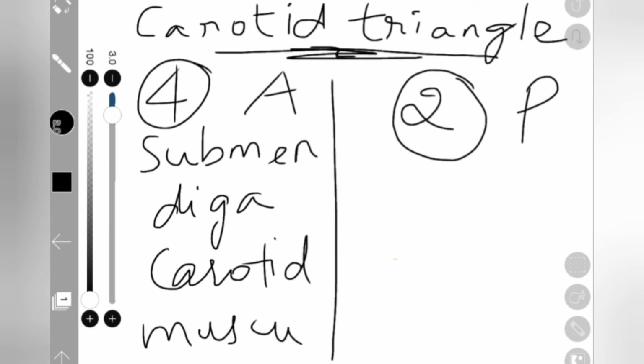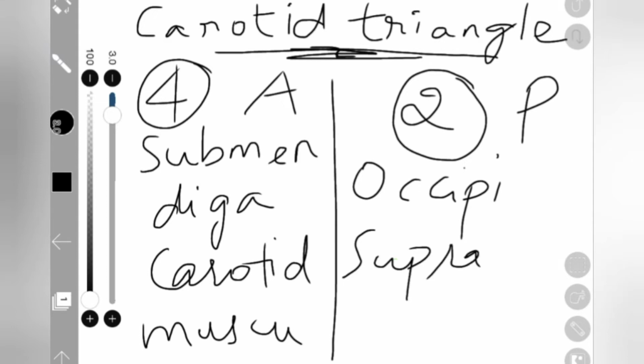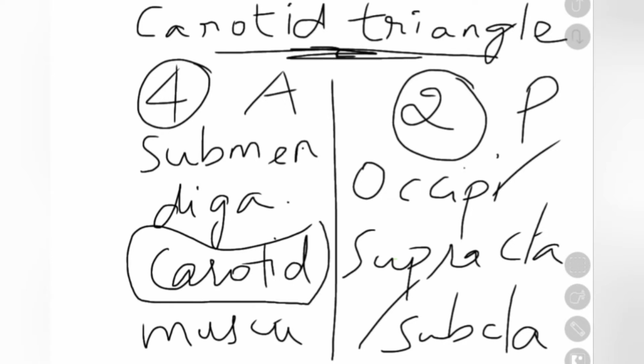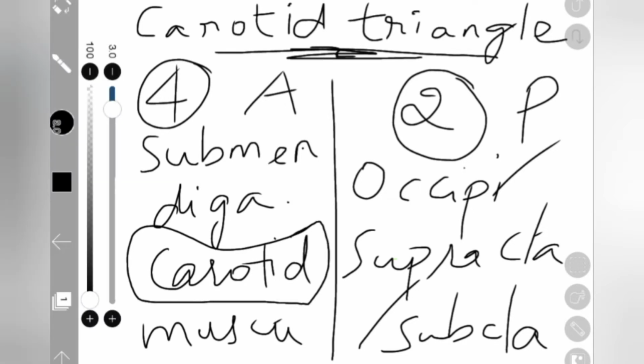The posterior triangles are the occipital triangle and the supraclavicular triangle. The supraclavicular triangle is also called the subclavian triangle. So these are the triangles in the side of your neck: submental, digastric, carotid, muscular, occipital and the supraclavicular or subclavian triangle. Now in this video I'll tell you only about the carotid triangle.